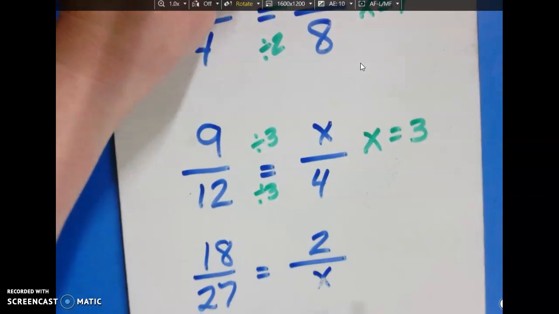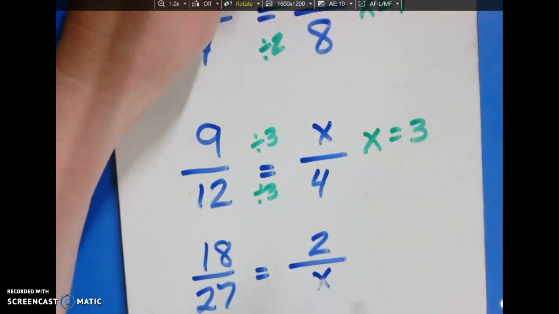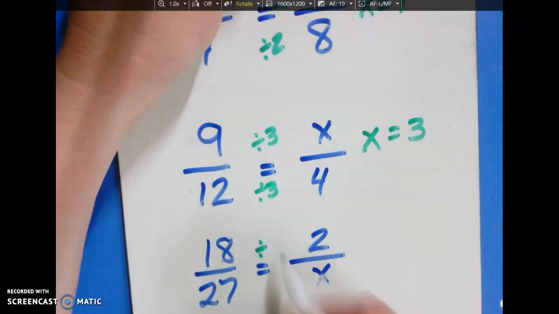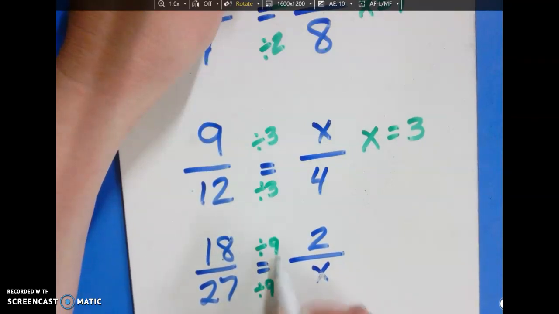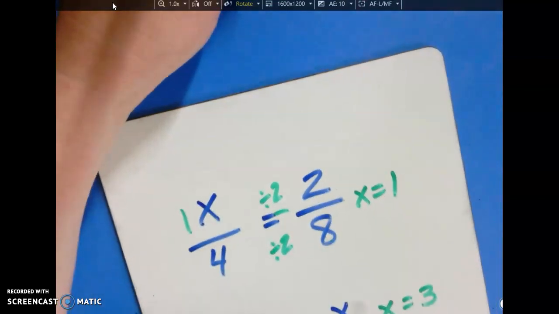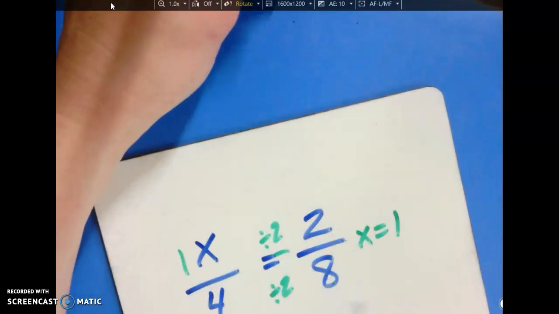What about this bigger number one? What if I have 18 27ths? What would be my missing denominator? Well, I'm going down from 18 down to 2. What am I dividing by? I think I'm dividing by 9. 18 divided by 9 is 2, so whatever I do in the numerator, I do in the denominator. 9 over 9 is a fancy 1. 27 divided by 9 is 3. X equals 3. So as you can see, your multiplication and division facts are going to come in really, really handy as we continue with our work with fractions.